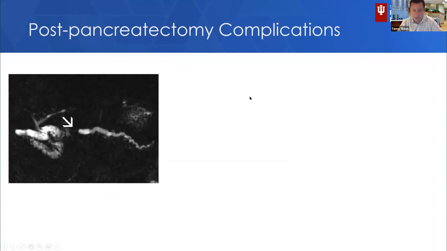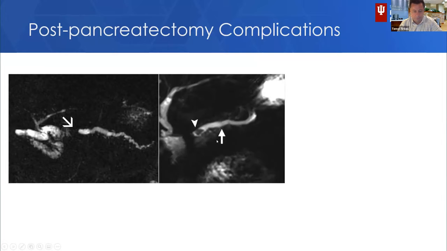We see complications, and oftentimes patients do fine, but sometimes there can be problems with the surgery, such as in this case. This is an MRCP image, a small bowel loop. You can see the intrahepatic duct joining the small bowel. There is no problem there, but clearly there is disconnection of the pancreatic duct, which is dilated, and the small bowel. This was a stricture at the pancreaticojejunostomy anastomosis.